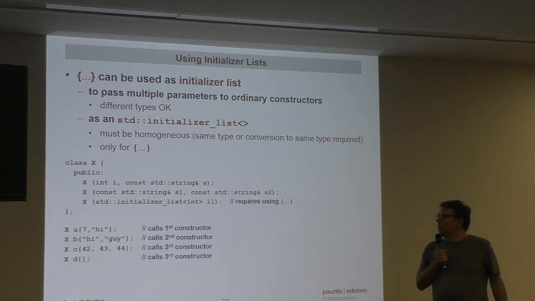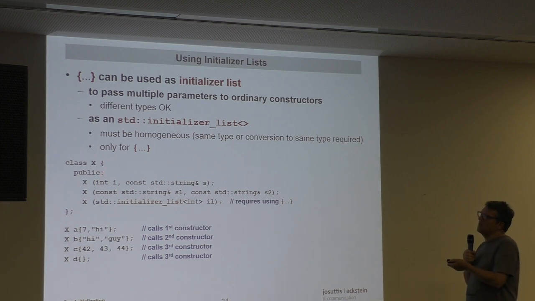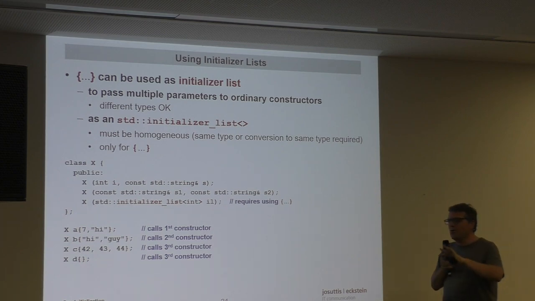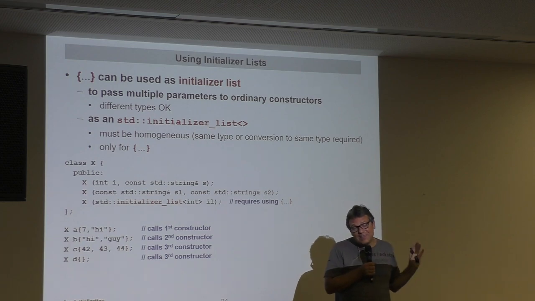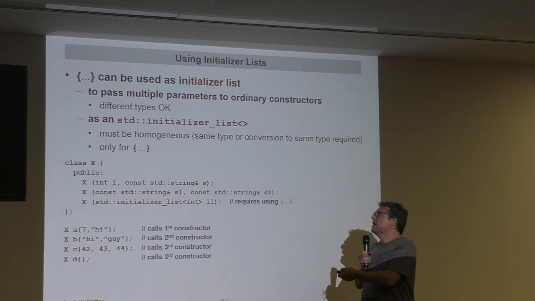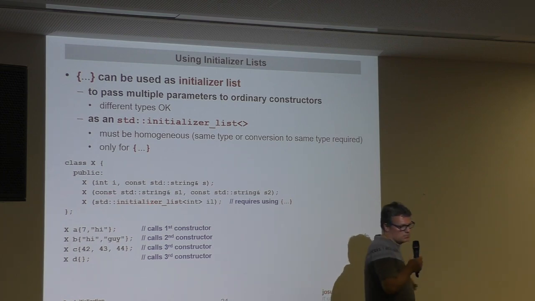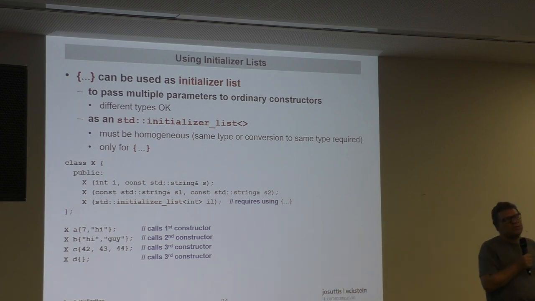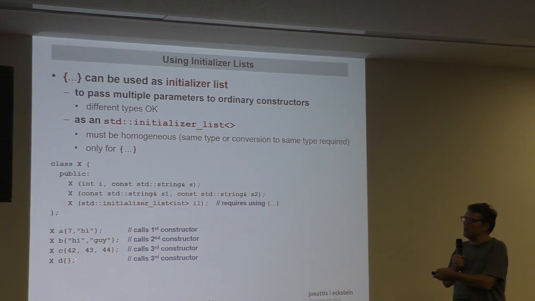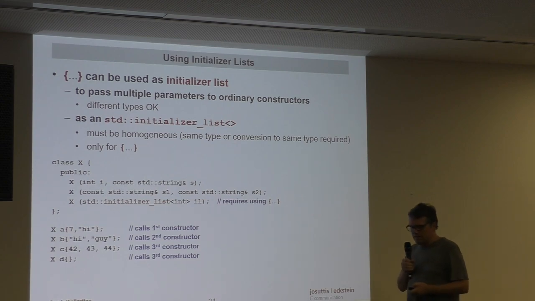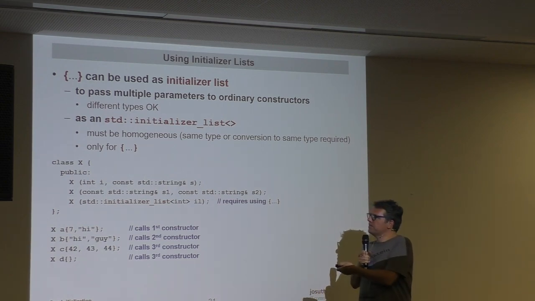Here's another problem. We have here a class X with three constructors. The three constructors take an int and a string, two strings, or an initializer list of int. Well, the rules which one is called are not that easy to understand. The rules are, for an initializer list you have to use curly braces, otherwise this is ignored. But if you use curly braces and you don't pass an argument, this will, if there is, call another default constructor if it's there. So in this case it's easy.